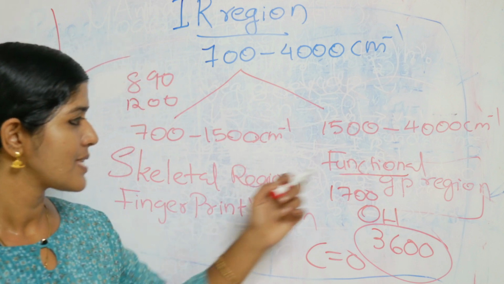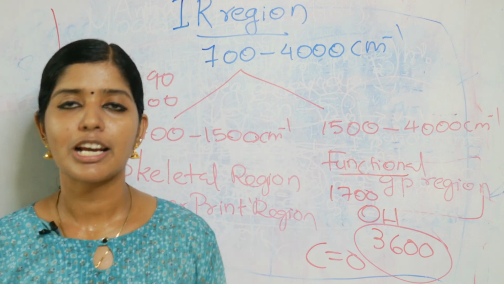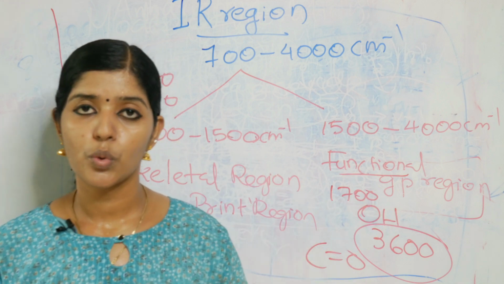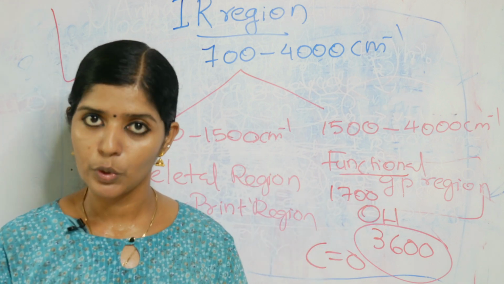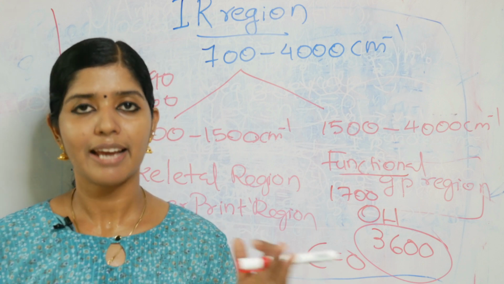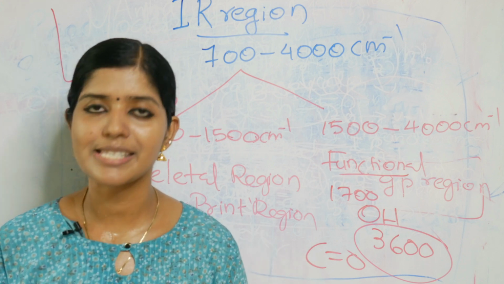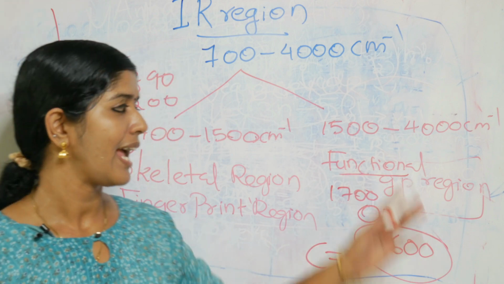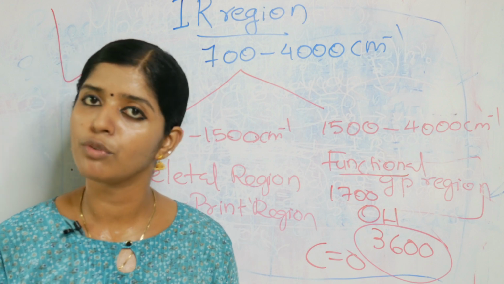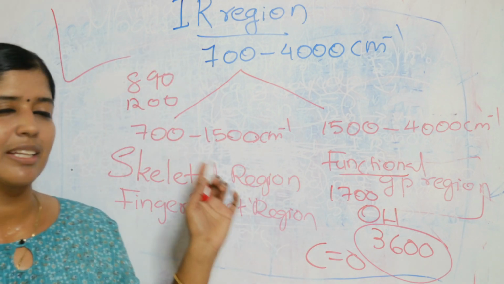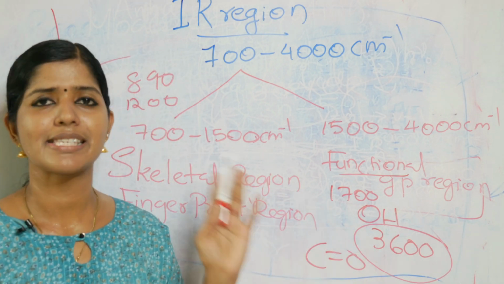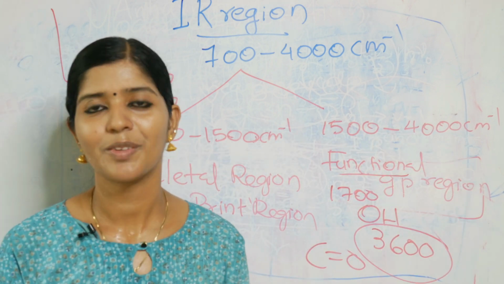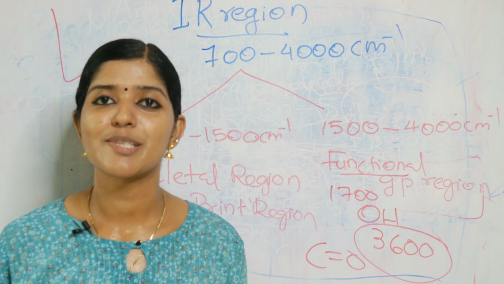All right. Now, second is the functional group region. Functional group region means the region which shows the peak of the corresponding functional group present in that molecule. In that molecule, whichever functional groups are present, those values will be highlighted in the functional group region. Okay, and the range is 1500 to 4000. The fingerprint region is actually 700 to 1400, but generally we say 700 to 1500 and 1500 to 4000. So that is all about our IR spectroscopy.